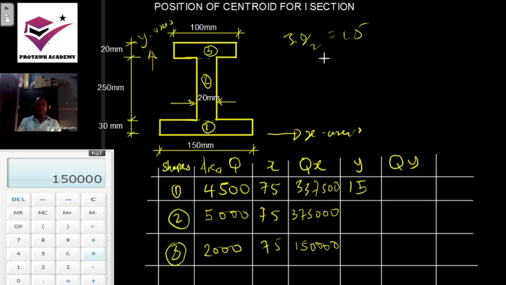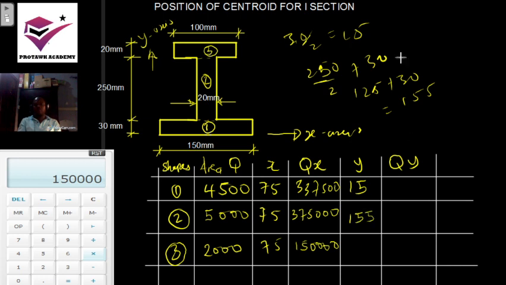For the second shape, we consider this divided by 2 and add it to 30. So we'll have 250 by 2, and we add it to 30. This will be 125 plus 30, and this will be equal to 155. So write that down, 155.